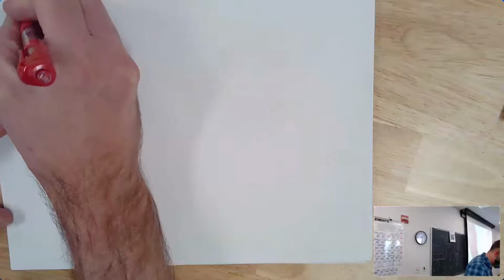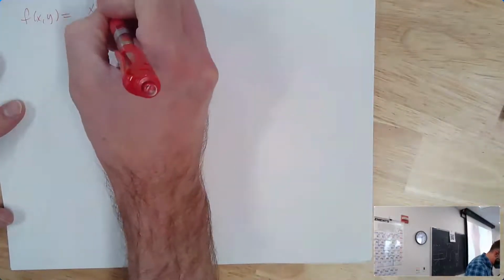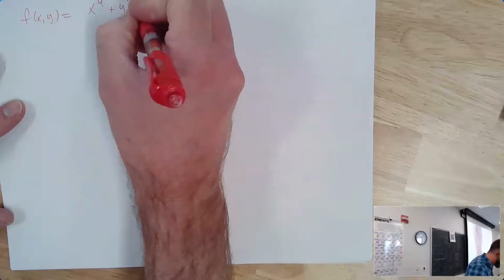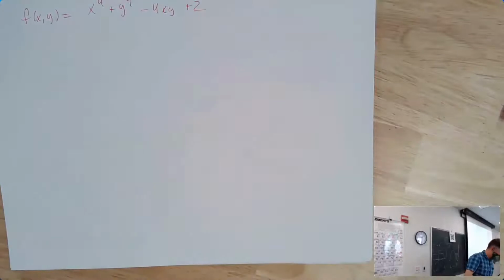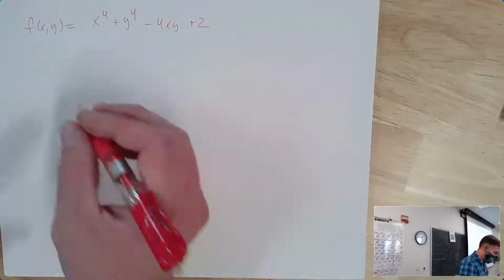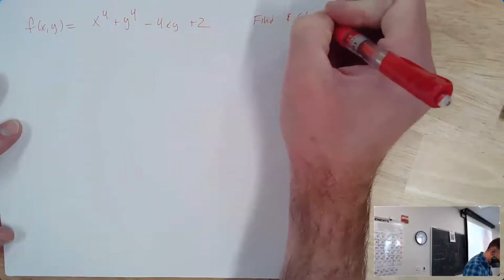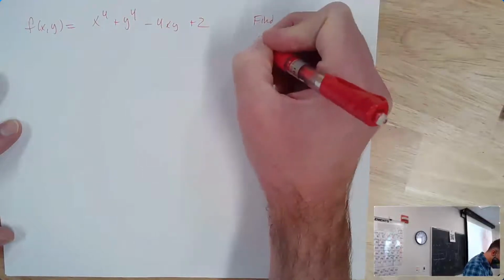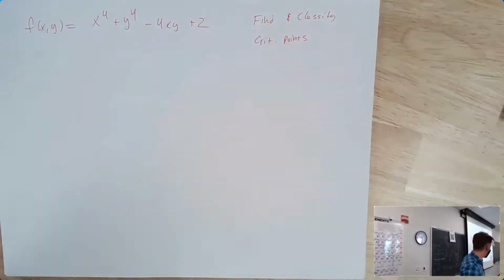Let's say we've got f as a function of x and y, and it's equal to x to the fourth plus y to the fourth minus 4xy plus 2. And we want to find and classify the critical points. And we don't typically call them critical values because it's not just a value, right? They're actually points, an x, y coordinate.